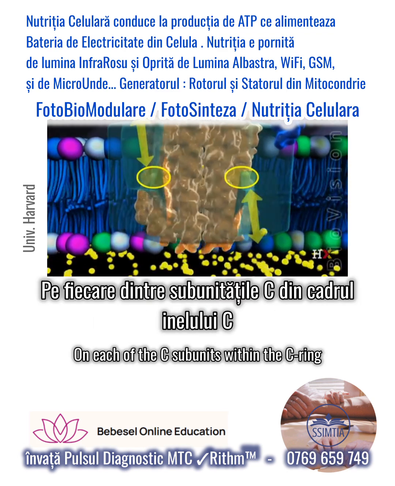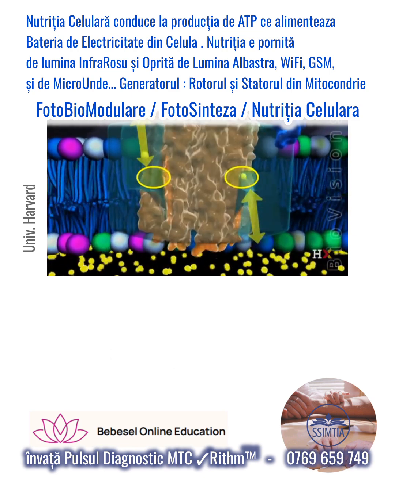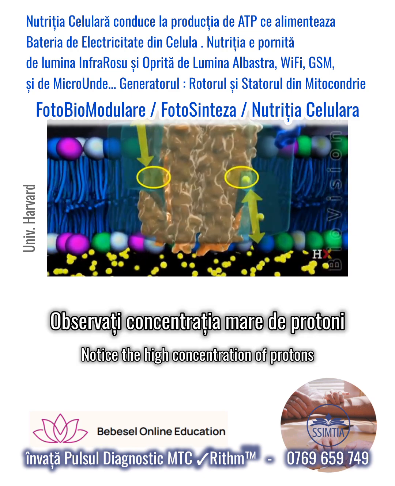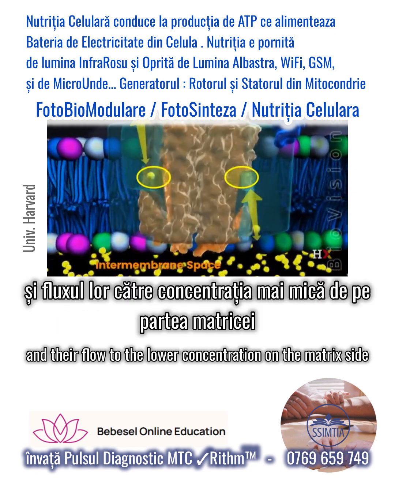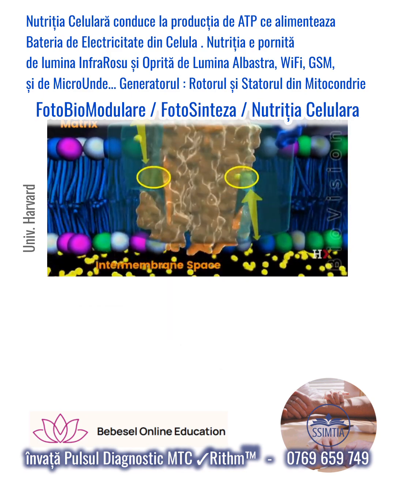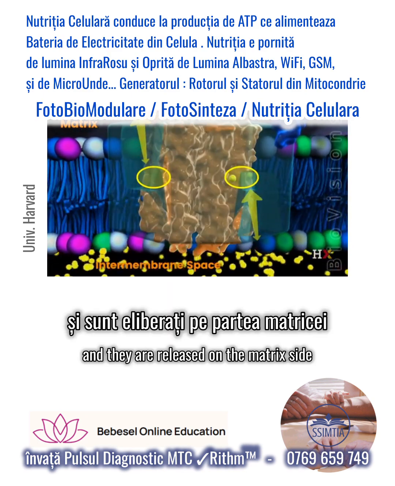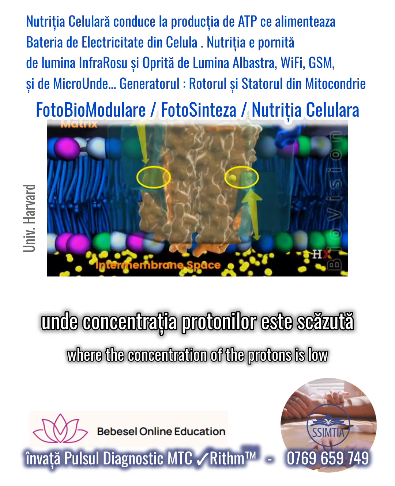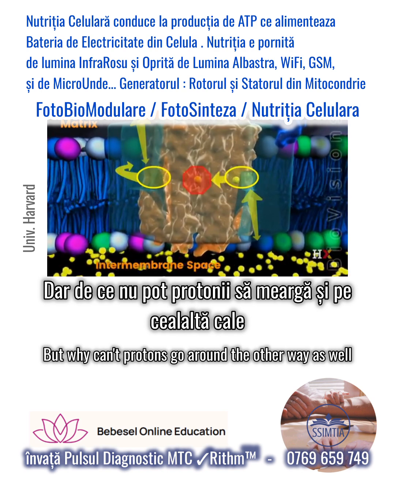On each of the C subunits within the C ring, there is a proton binding site. Notice the high concentration of protons on the intermembrane side and their flow to the lower concentration on the matrix side. Protons load from the highly concentrated intermembrane side onto the C subunits, and they are released on the matrix side where the concentration of the protons is low. But why can't protons go around the other way as well?